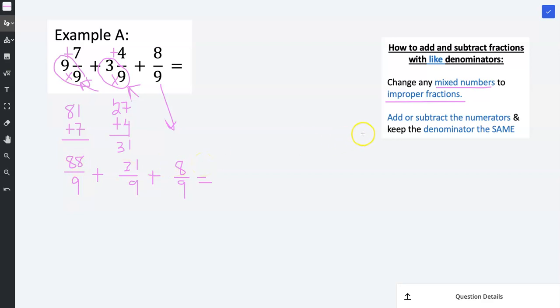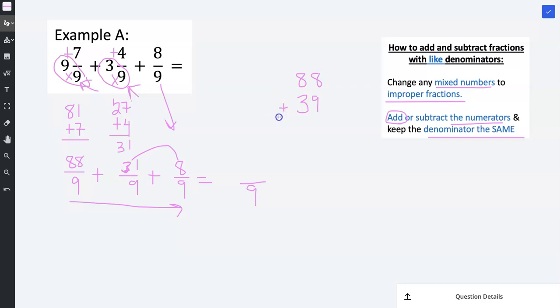Alright, now I take a look at the last step and it says add, in this case we're adding, the numerators and keep the denominator the same. So the easy part is keeping the denominator the same, so that's a 9. And then this is supposed to be a 31. I know it doesn't really look like a 31, but that's a 31. And in my head I'm going to add 31 and 8, that's 39. And then I just need to add 88 to that amount.